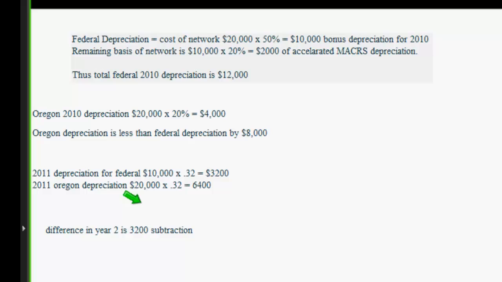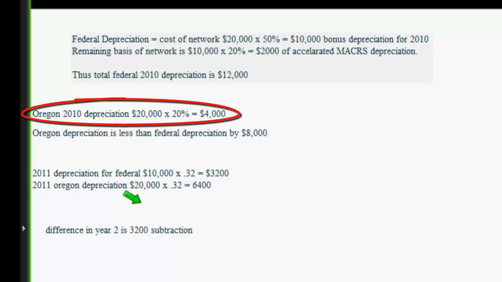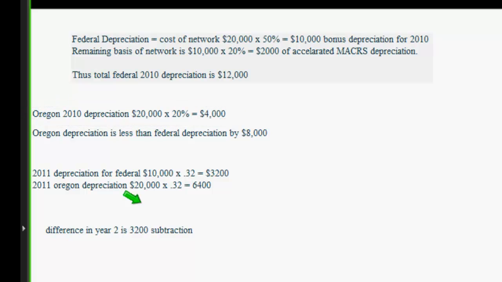This type of exercise is just done to help you reinforce what it was I was talking about. What we're seeing in the first year of depreciation on the network is that federal is allowing this big deduction for bonus, and Oregon is not allowing that. And so Oregon depreciation in the first year is coming out at only $4,000, where the federal is allowing $12,000. The difference between those two numbers is 8, and that is the Oregon addition for 2010.